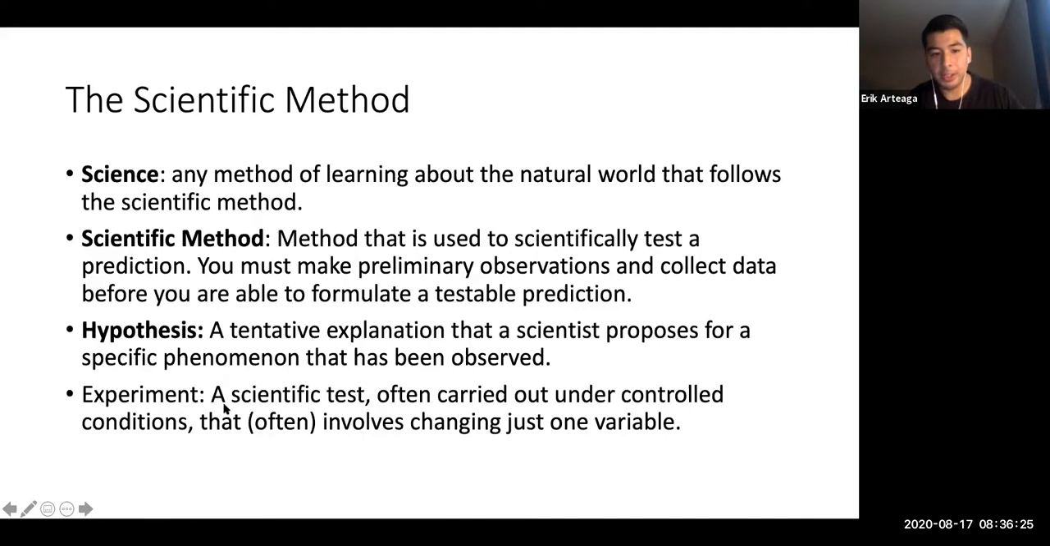All right, an experiment. A scientific test often carried out under controlled conditions that often involves changing just one variable, okay? So in an experiment, again, changing one variable is the gold standard of what you're conducting your experiment on. You want to make sure that you're only manipulating one thing because that's the one thing that you're testing for, okay? If you start changing multiple facets of that experiment, you're going to have multiple different outcomes that you might not explain, right?